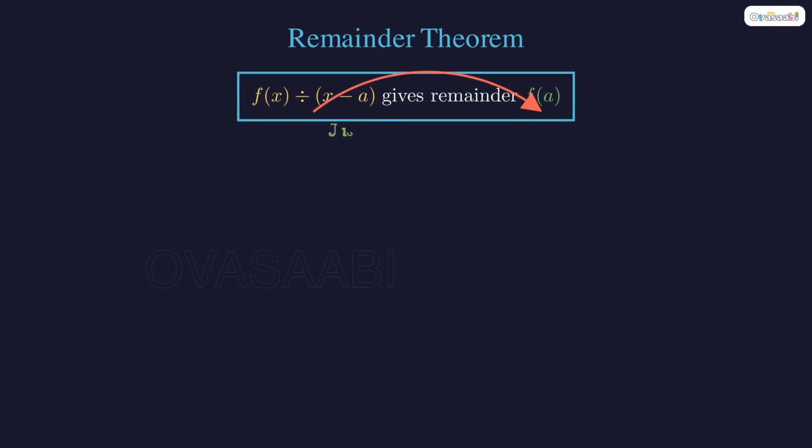The remainder theorem says, to find the remainder when you divide f of x by x minus a, just substitute a into f of x. That's it, no long division needed.